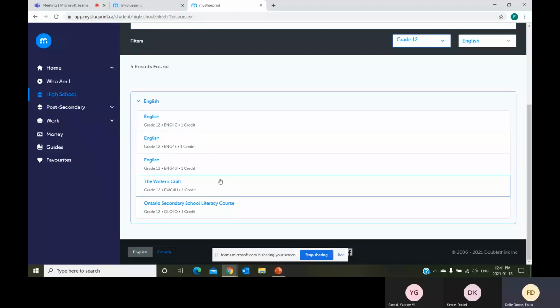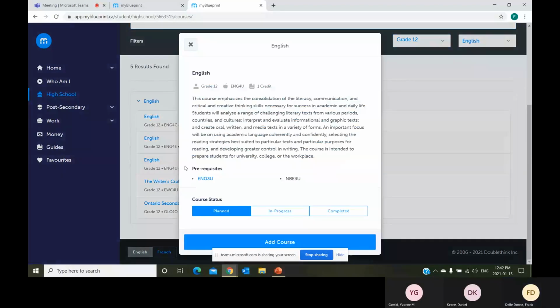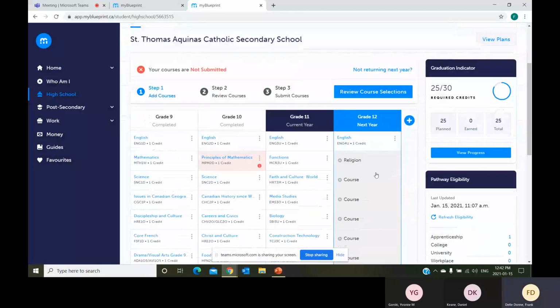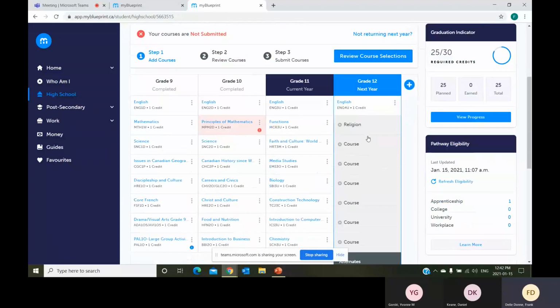If I'm going to pursue the university pathway, I must ensure that English 4U is there. If I'm on the college pathway, English 4C. So I'm going to choose English 4U. The options come up, and I'm going to add course. I see that it has loaded in the system, and then I can go on and fill in my other courses.